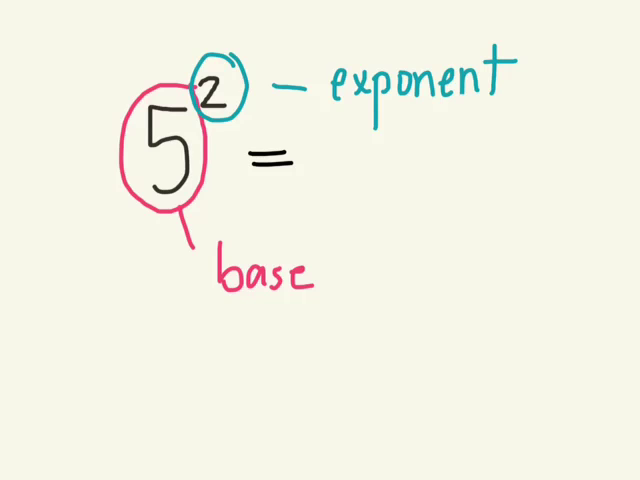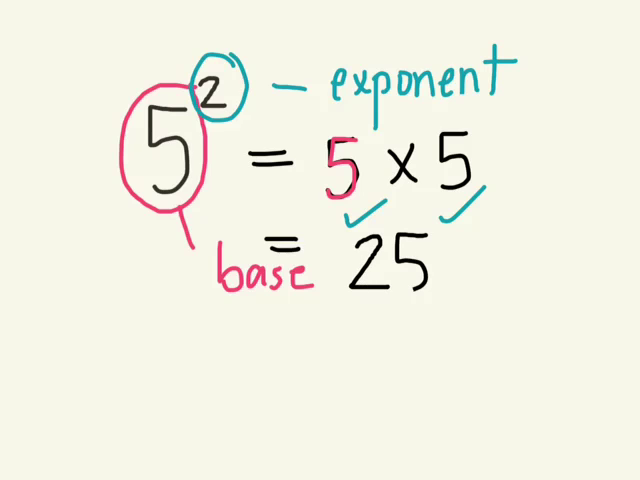So 5 to the power of 2, or you can say 5 squared, would be written as 5 times 5. I'm writing the base, the number 5, 2 times. 1, 2. So 5 to the power of 2 is, what's 5 times 5? 5 times 5 is 25. Good.